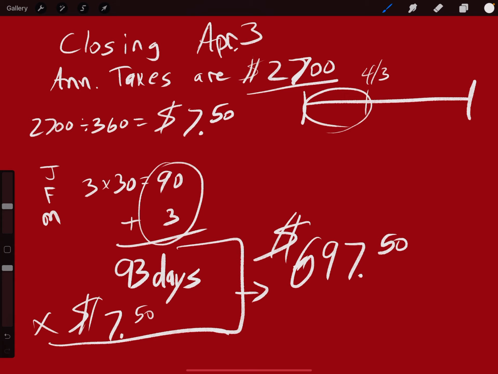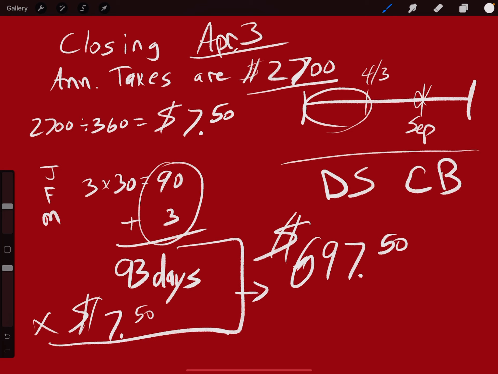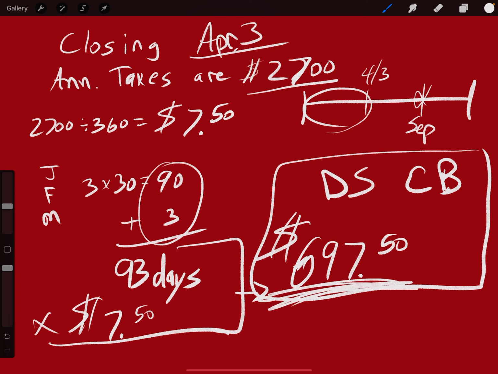Now, that's the seller's portion. We close on April 3rd. That is before September 1st. Therefore, it's going to be a debit seller, credit to the buyer for the amount of $697.50. We're taking $697.50 from the seller and putting it on the buyer's side of the transaction. And when that bill does come out later in the year on September 1st, that buyer can take this $697.50, add it to the amount they're responsible for through the rest of the year, and send that total in to pay the tax bill.